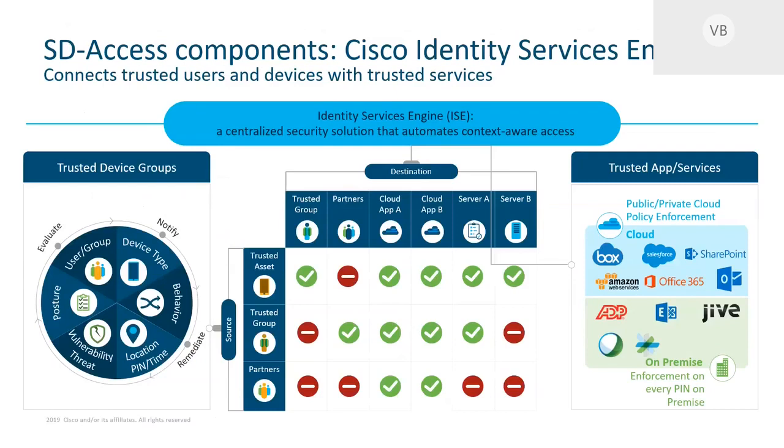So you can see this graph or this matrix in the middle of the chart here, and it shows how some trusted assets and trusted groups are allowed to talk to each other. With partners, you may not want them to get to certain assets that you don't want to get them into, and so forth. So as simple as this matrix, you can easily segment and create your trust boundaries.